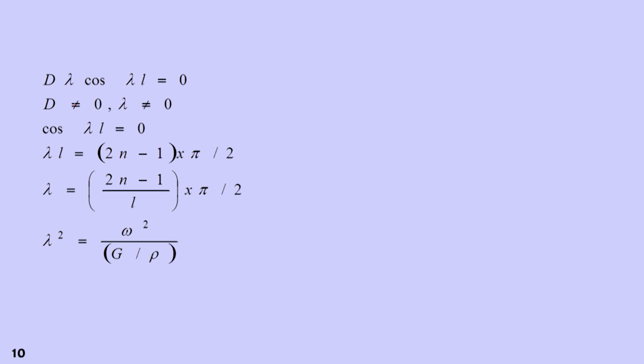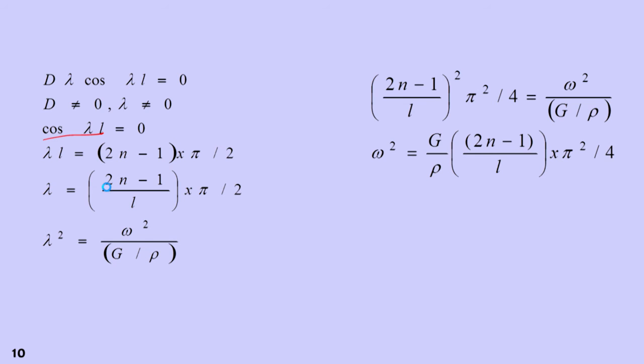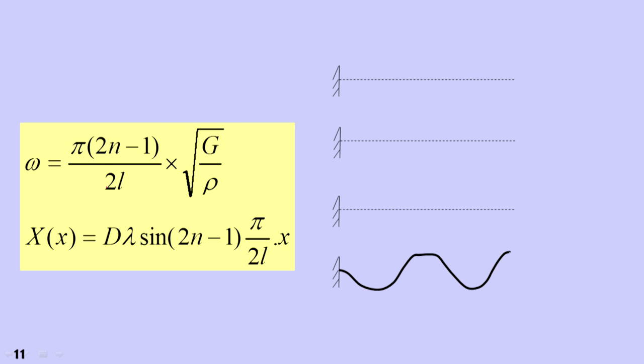d cannot be equal to 0. For non-trivial solution, lambda also cannot be 0. So what should be 0 is cos lambda L should be equal to 0. So that means lambda L is (2n minus 1) into pi by 2. So lambda is (2n minus 1) by L into pi by 2. So lambda square we already know, omega square by g by rho. So if we equate these two, we get the omega value. Then back substituting, omega is pi by 2 into (2n minus 1) by L into under root g by rho.